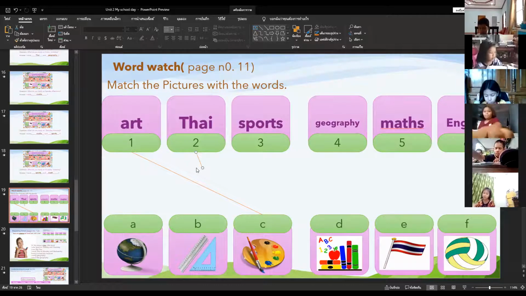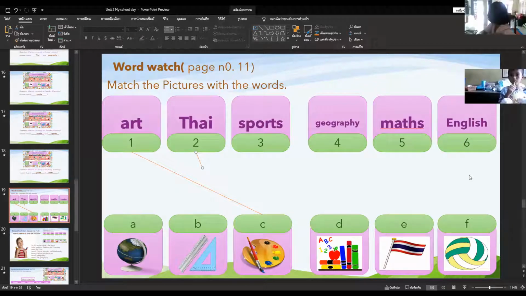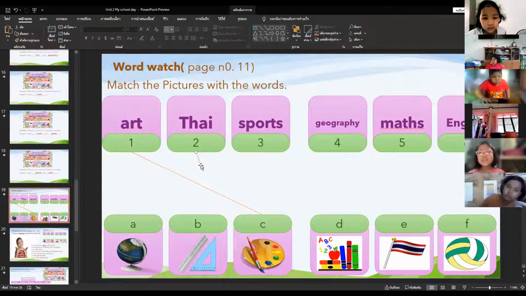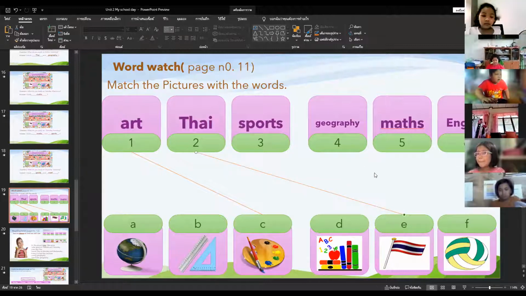Wait a minute. Some are not yet finished. Okay, let's wait for the others. Are you finished? Okay, number two. We have the word Thai. Letter E. Okay. Letter E is correct.